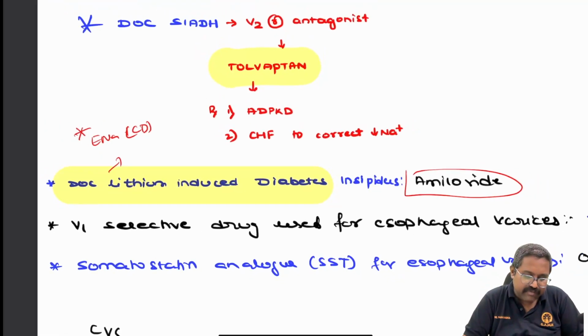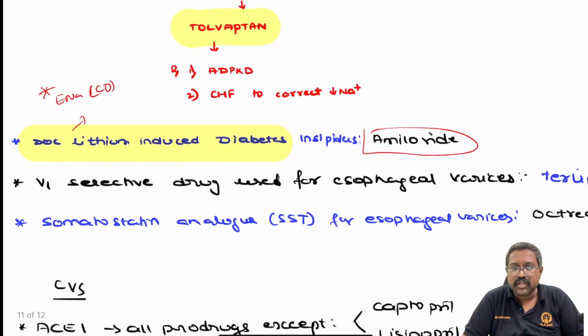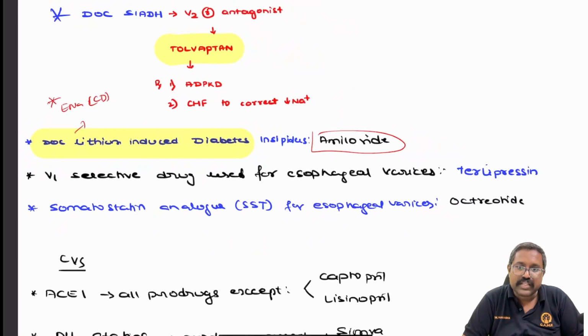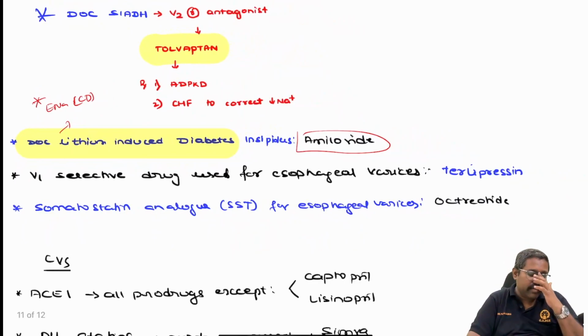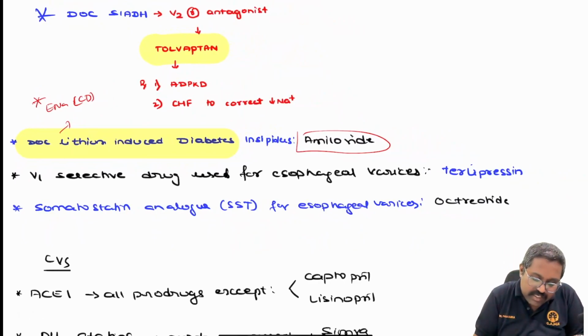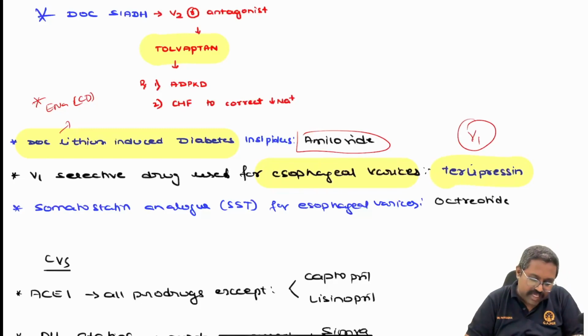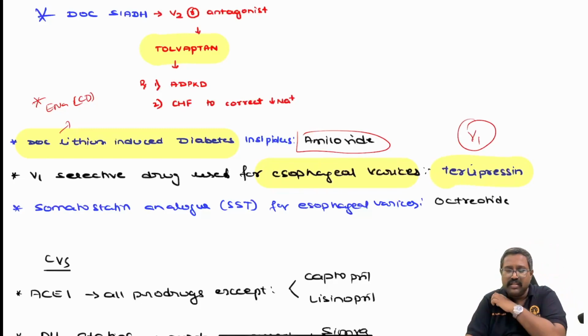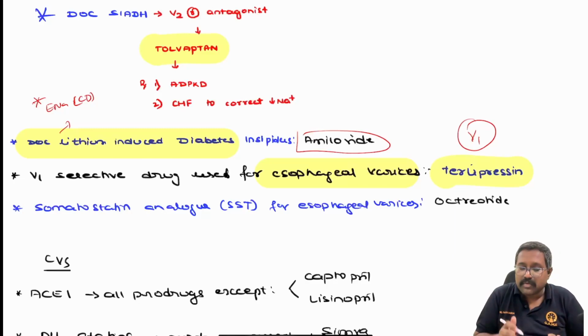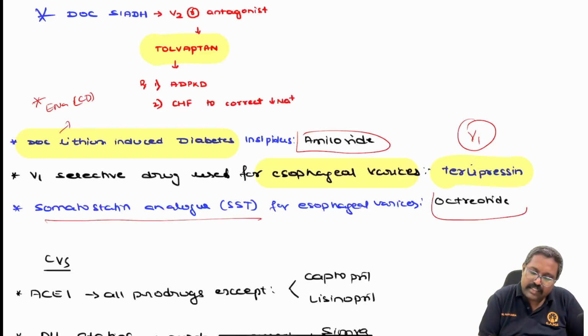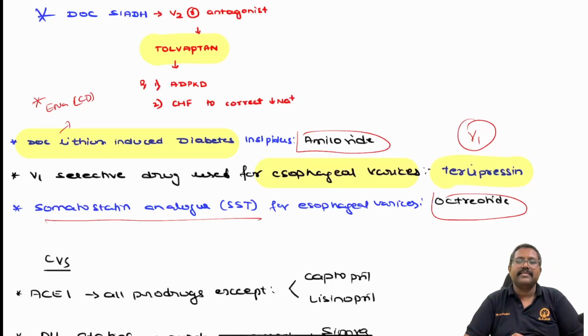Next we have a V1 selective drug which is used for esophageal varices. That is terlipressin, which is a V1 analog. We have one more drug that can be used in esophageal varices, a somatostatin analog, octreotide. You should remember, octreotide is the somatostatin analog that can be used for the treatment of esophageal varices. Basically it will contract the blood vessels in the esophagus.